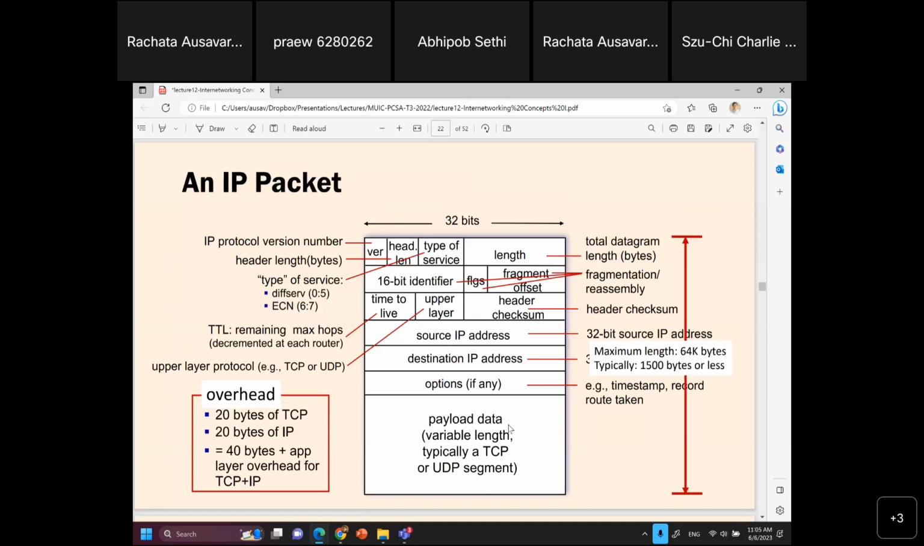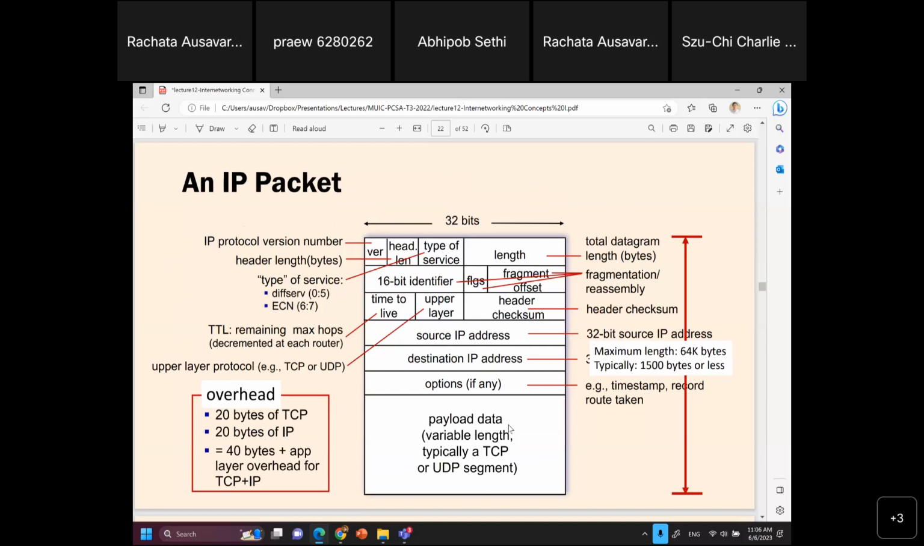Then you have the source IP address and destination IP address. How big is your IP address? Can someone tell me? A 4 byte IP address, like something dot something dot something dot something. Each thing is 0 to 255, so it's 4 bytes for the source, 4 bytes for the destination.